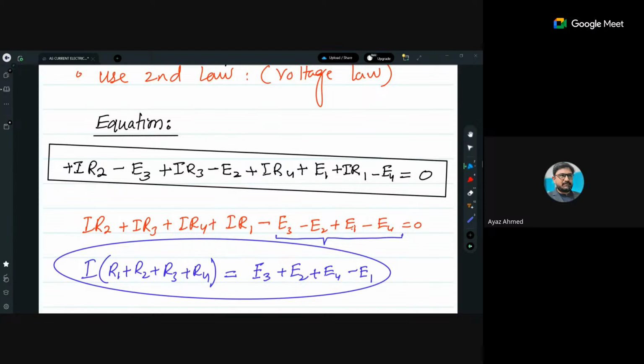So from here you can separate all E's from all IRs. If you shift them to the other side of the equation, there is one problem with the students here: if they are taking all the values positive and negative respectively, then they have to put the right side of the equation equal to 0. Is it clear? Yes sir.